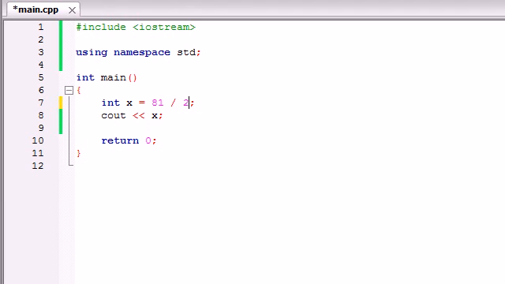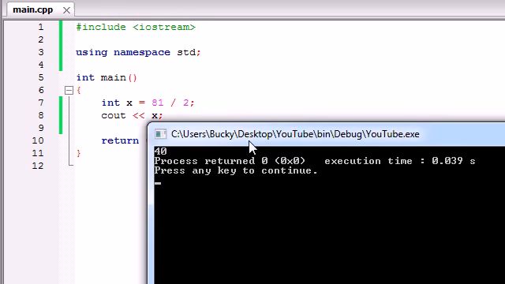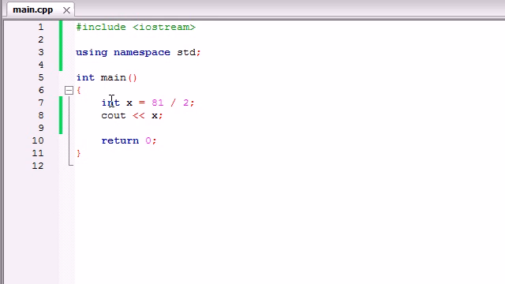So let's try to build and run this and see what we get. Well, it just says 40, and that's not entirely right because it should have a remainder of 1 with it. So we're saying, alright, we're working with integers right here, and we don't know any other data types, so how can we get that remainder? Well, whenever we want to use the remainder, we need to use something called the modulus operator, and that is the percent sign like this.